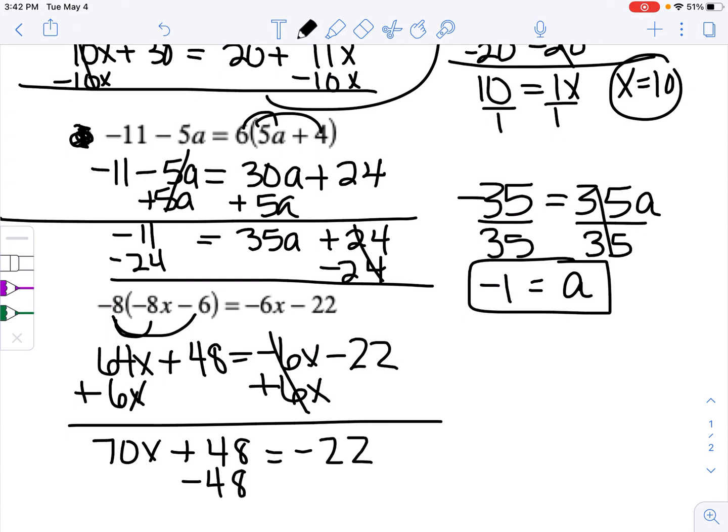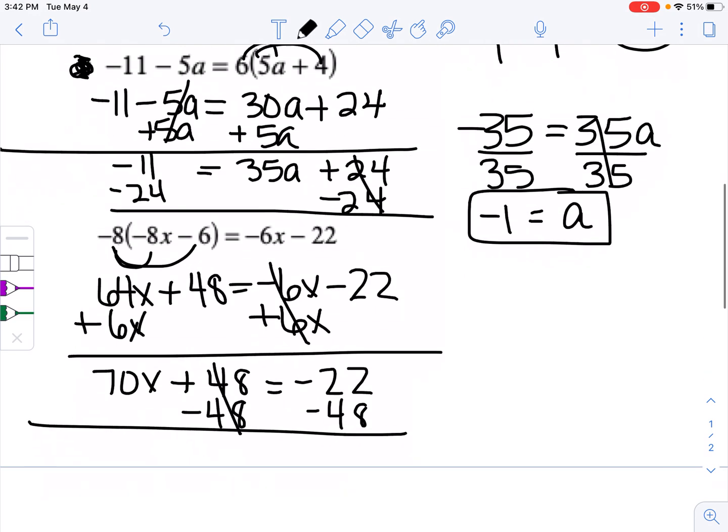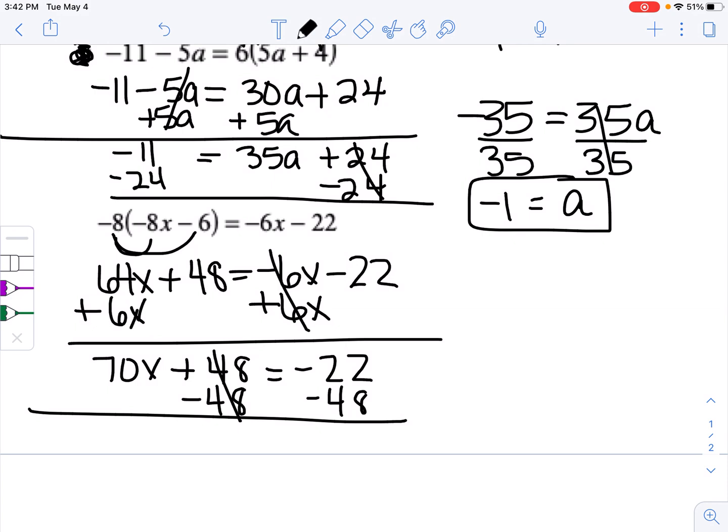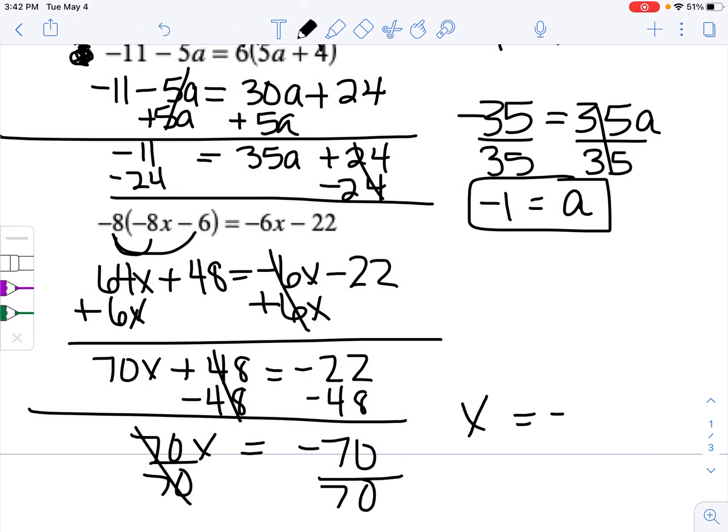So I'm going to subtract 48 from both sides. Negative 22 minus 48 is negative 70. Divided by 70, I'm going to get negative 1 again, so x equals negative 1.